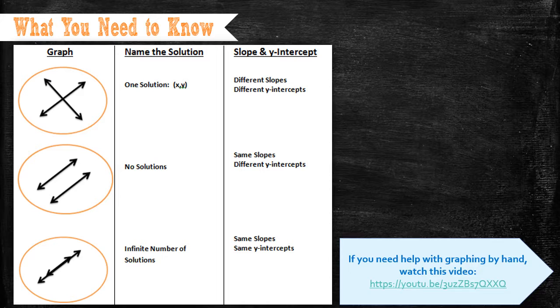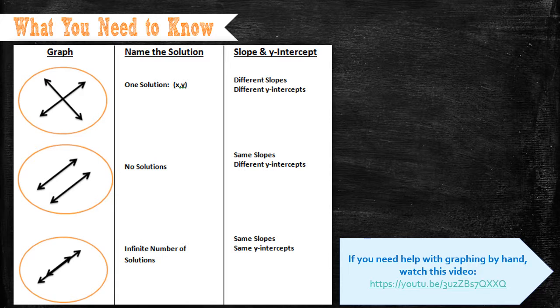When graphing a system of equations, there are three possibilities. First is that your two equations, when graphed, intersect one another. And when they intersect one another, that is considered the solution to that system. That's going to be an xy coordinate on the coordinate plane. If you're looking at your equations, they're going to have different slopes and different y-intercepts.